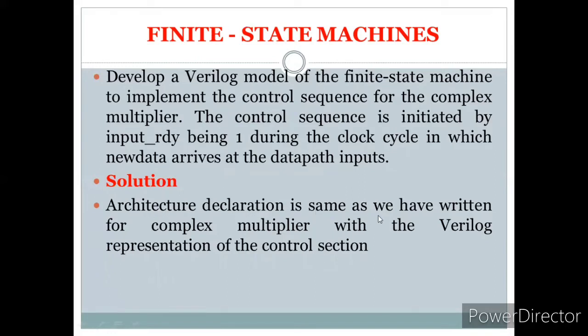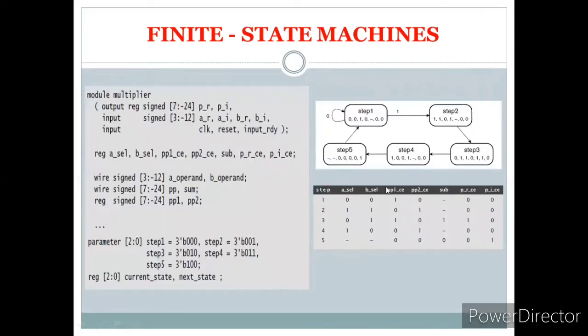The architecture declaration is the same as we already saw in the block diagram. Now let us see the Verilog program, the FSM and the control sequence. This is the control sequence we have generated for the given complex multiplier, and for this table we have drawn the finite state machine. This finite state machine is nothing but a Moore machine because it is not depending upon the input signal. Now let us write the program.